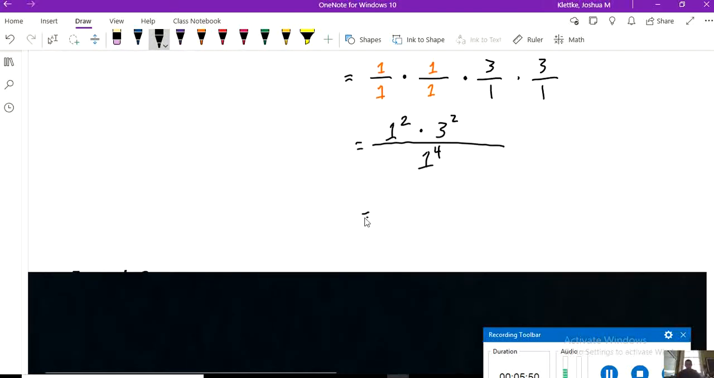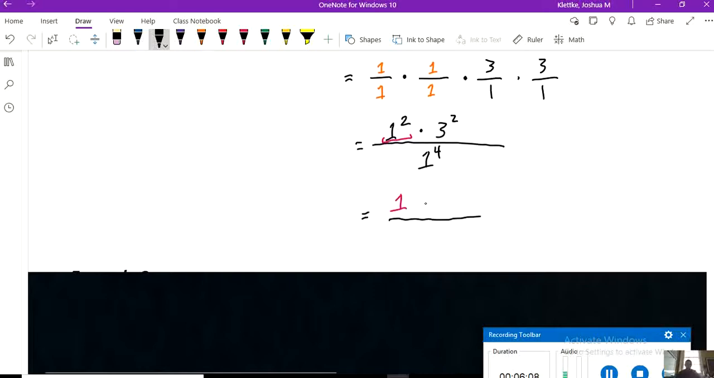Let's clean this up a little more. 1 to the second power, 1 to any power is just 1. 1 times 1 is still 1. So I can just put 1 right here.